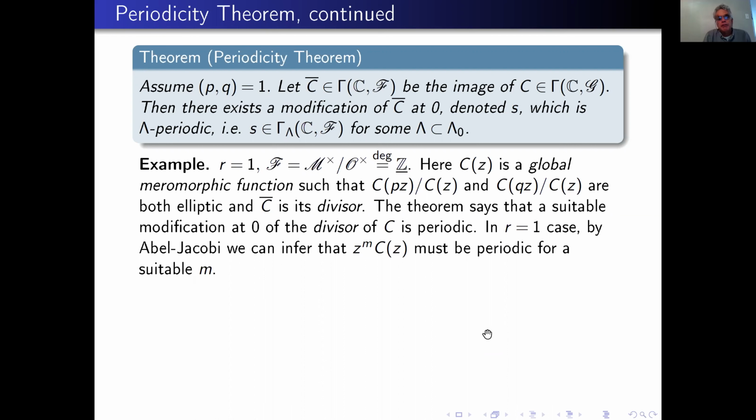And so the sheaf is simply the constant sheaf Z via the degree function. And what is C(z)? C(z) is a globally meromorphic function, a one-by-one matrix of meromorphic functions. And if you look back to its role in the gauge equivalence, it says that C is a globally meromorphic function such that C(pz) over C(z), and also C(qz) over C(z) for relatively prime p and q, are both lambda periodic.